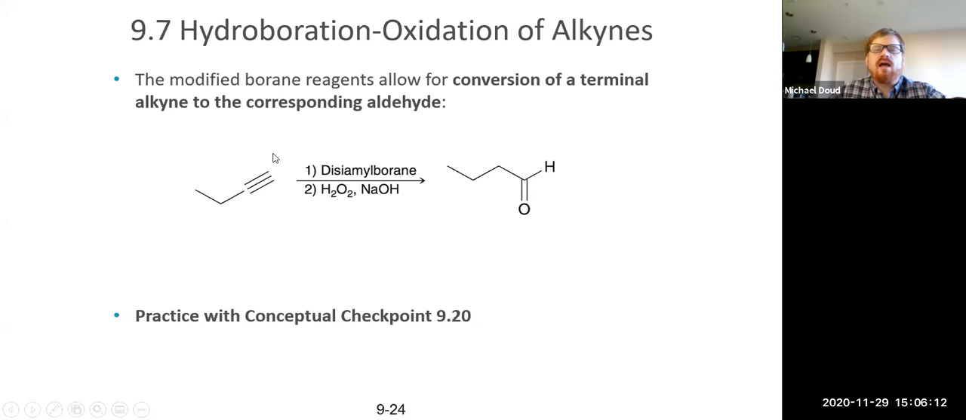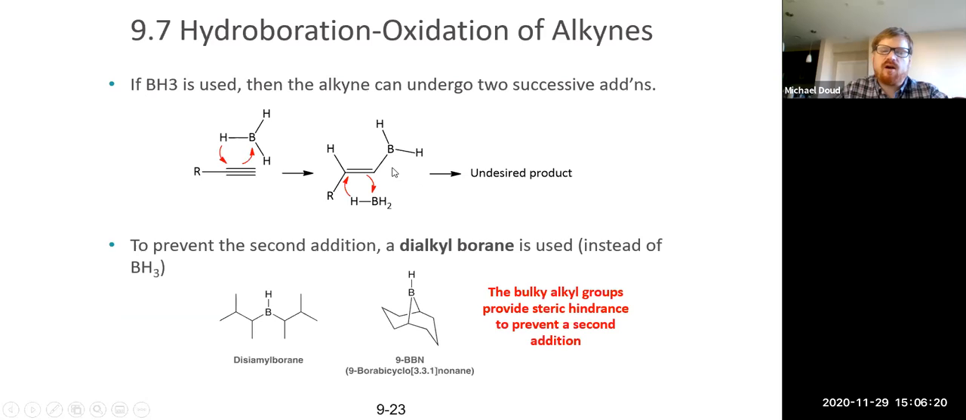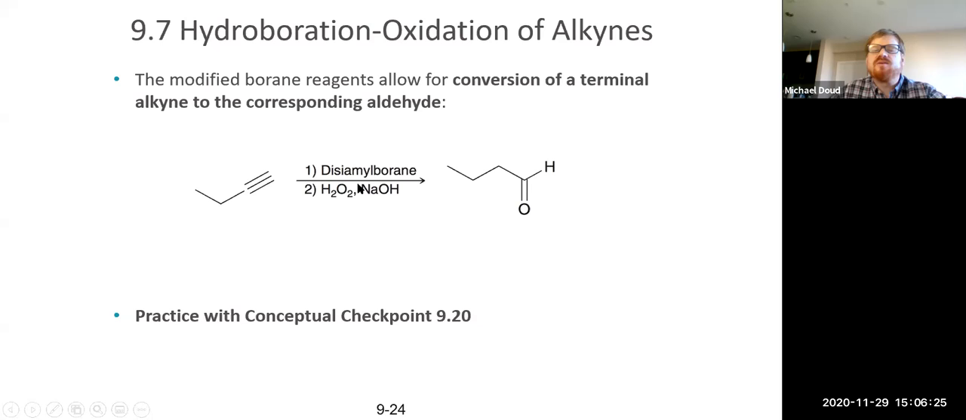So yeah, and basically what you do here is you take your alkyne. You put it in with one of these boranes that we just talked about. I usually use 9-BBN because it's easier to spell, but your book could also use disiamylborane as well. And that gives you your aldehyde.